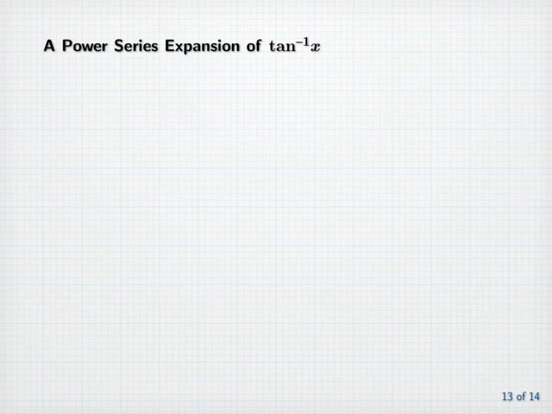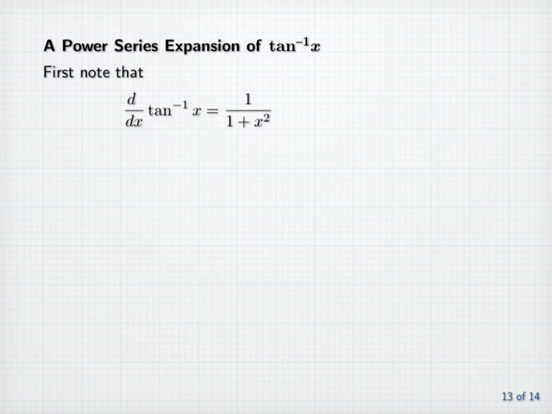A power series expansion for the inverse tangent of x. Let's first note that the derivative with respect to x of the inverse tangent of x is equal to 1 over 1 plus x squared. For absolute value of x less than 1, that's the closed form of the geometric series with x replaced with minus x squared. So it's equal to the sum from k equals 0 to infinity of minus x squared to the kth power, or minus 1 to the k times x to the 2k, for absolute value of x less than 1.